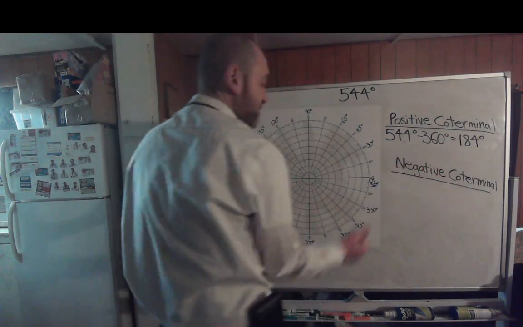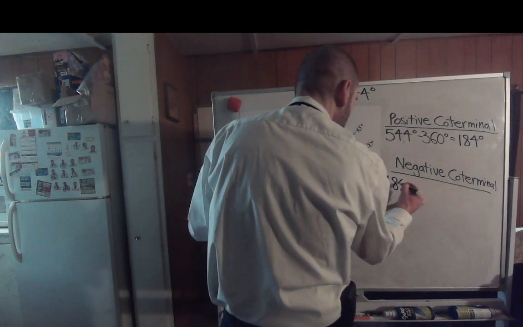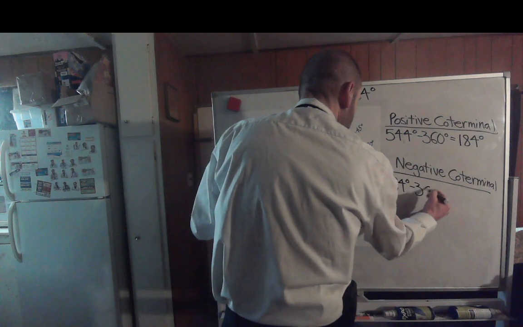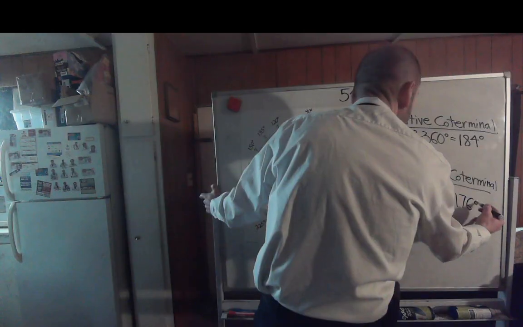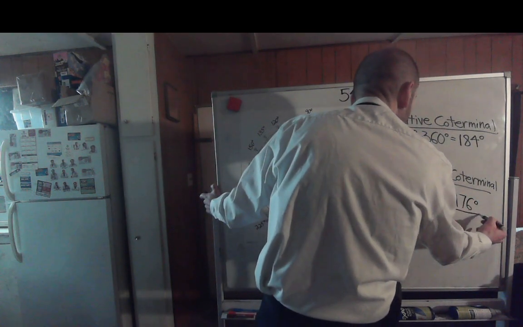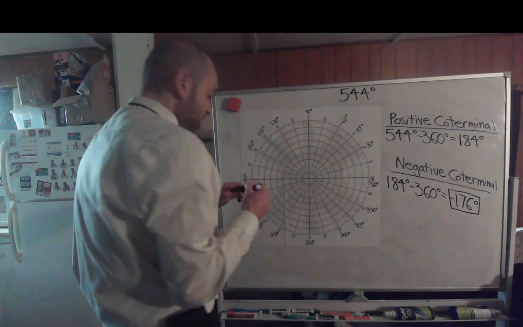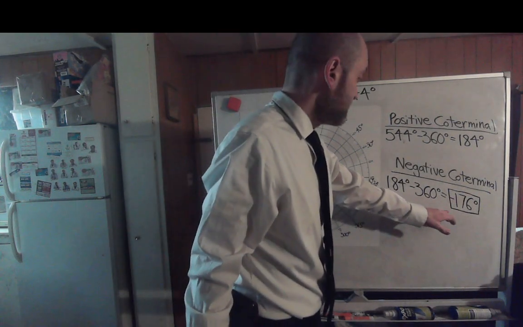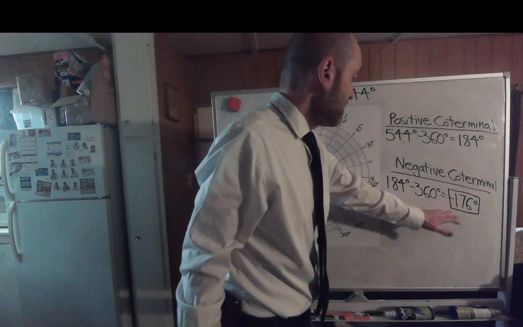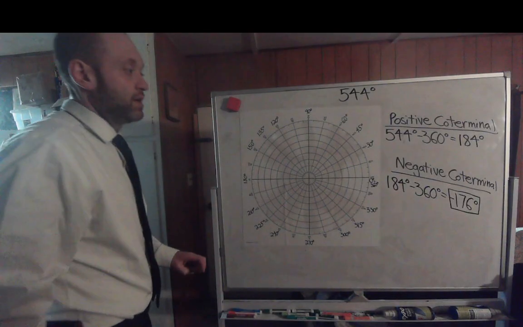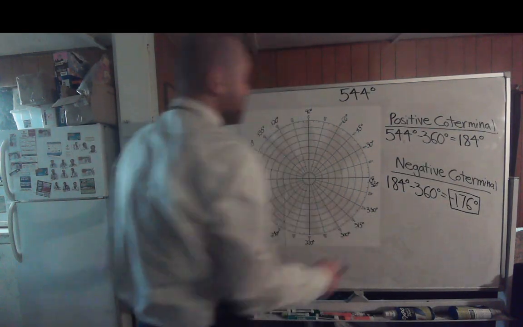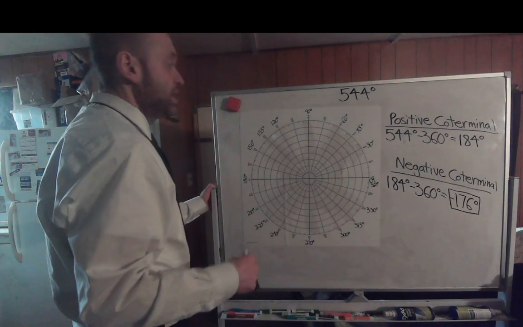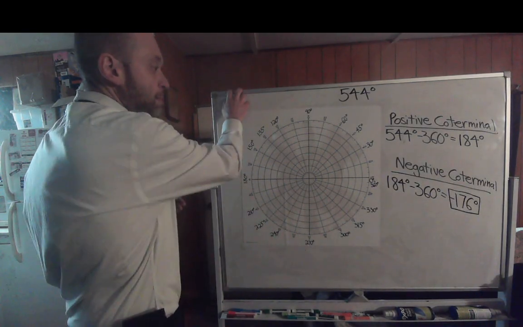Now to find a negative coterminal, I can take that 184, subtract another 360 degrees, and you'll get negative 176 degrees. So negative 176 is a negative coterminal angle with 544. You get negative 176.